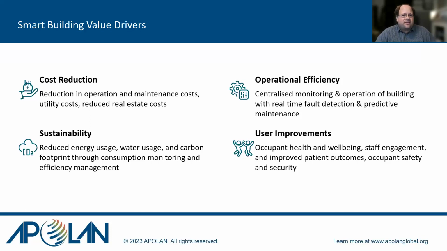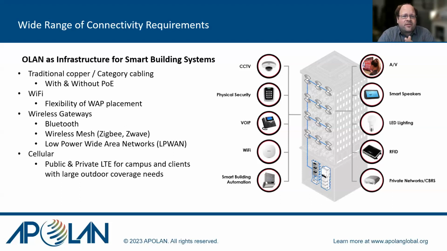So if we go to the next slide, we'll talk a little bit about what some of those connectivity requirements are that we have for smart buildings. So, of course, a lot of smart building devices, PoE devices, they're still looking for a traditional category cable, possibly with PoE or other forms of low voltage power, which we'll hear a little bit later about on this presentation. So we need the ability to serve category cable to devices, of course, but not everything has a wire.